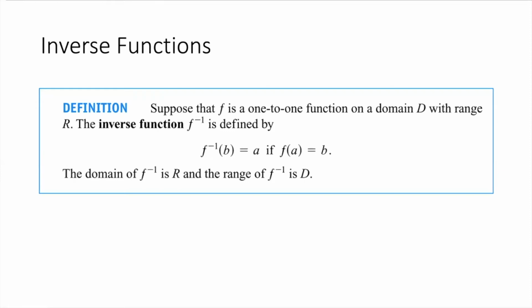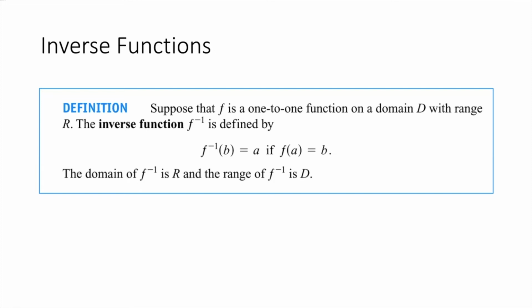Suppose that f is a 1-to-1 function on a domain D with range R. The inverse function f inverse, and hopefully you understand by now that this notation is not read f to the -1 power or anything like that. It's kind of unfortunate that we use this notation because it does look like an exponent. Nothing I can do about that. Anyway, that inverse function f inverse is defined by f inverse of b is equal to a if f of a is equal to b.